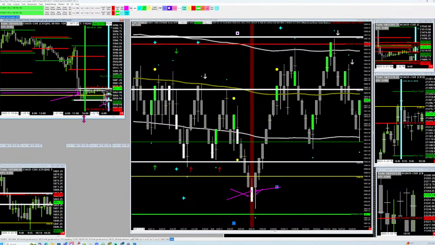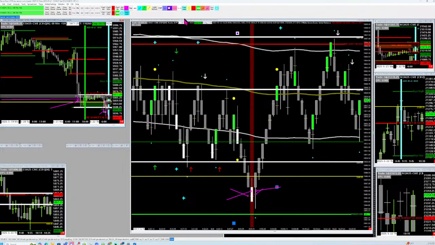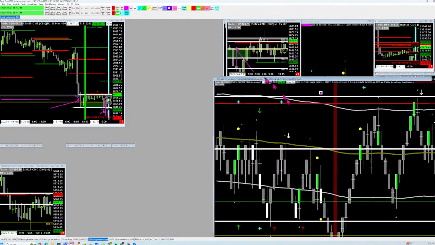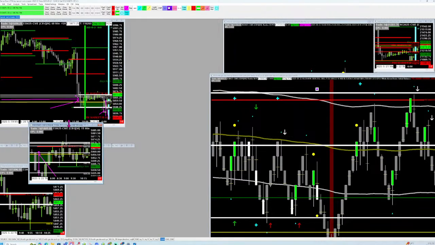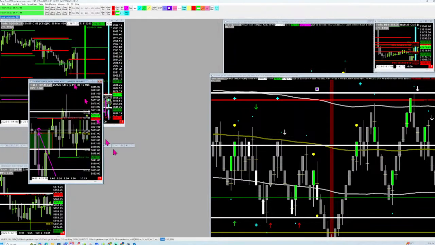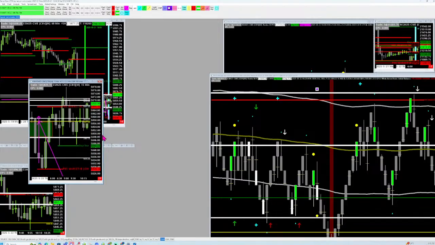I have no idea where I moved that 15-minute. Let's see if I can find it. There we go. From a 15-minute perspective, it's 58.35.